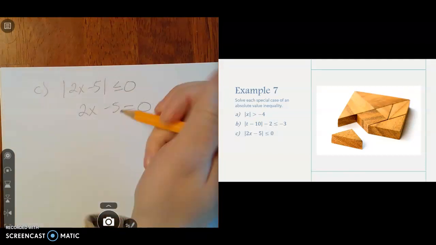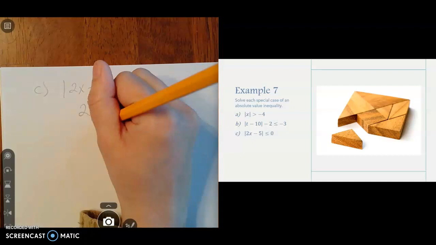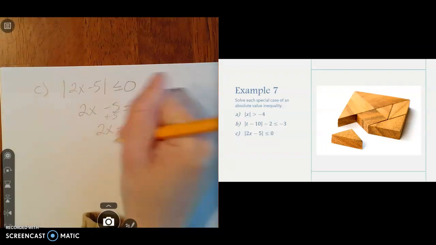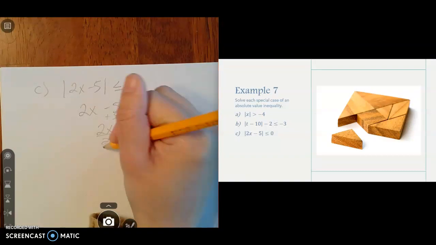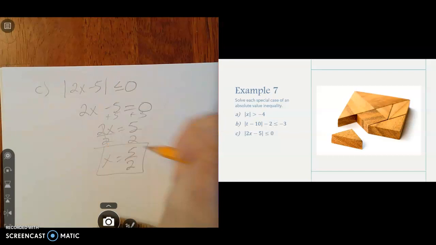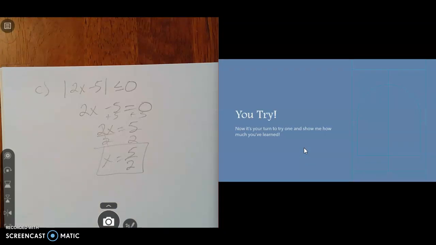So to solve our equation, we'll add 5 to both sides, so 2x equals 5. And we'll divide both sides by 2, so x would be 5 halves, or 2.5 if you like mixed numbers. Okay, so that's what these special cases look like. Now it's your turn. You get to try one and show me how much you've learned.